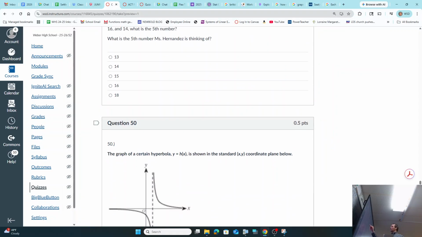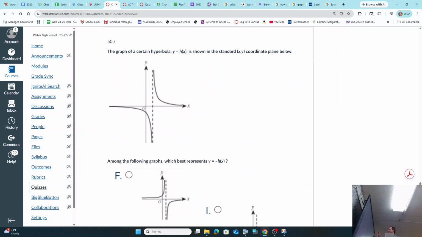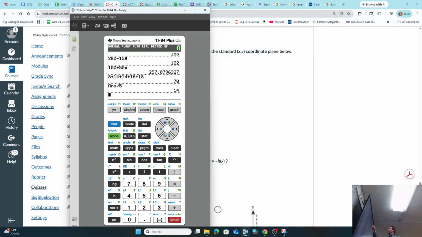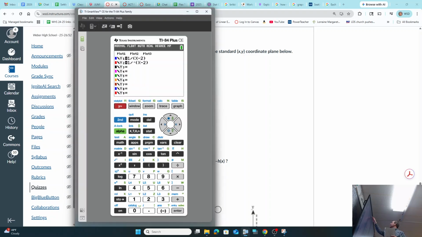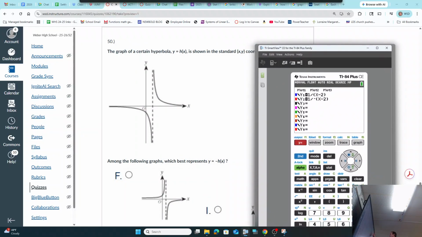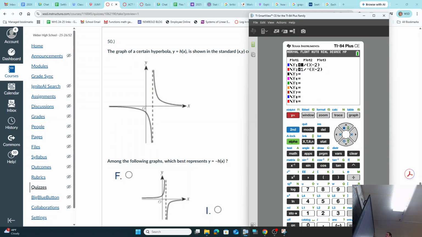Okay, there we go. Okay, so I did this one on my calculator, you guys. I went ahead and I graphed them both, okay? So I just chose a number that I knew would be to the right. So x minus 2 is to the right. So that's the blue one.